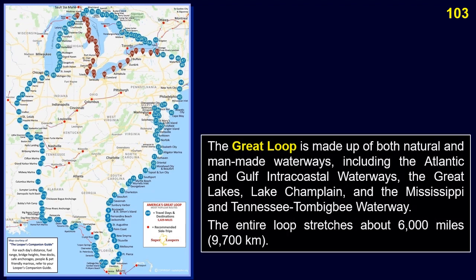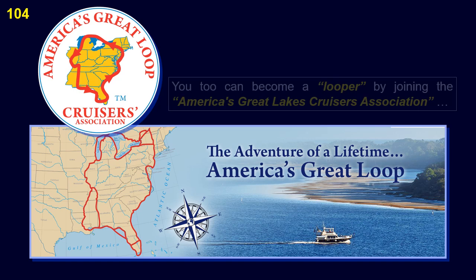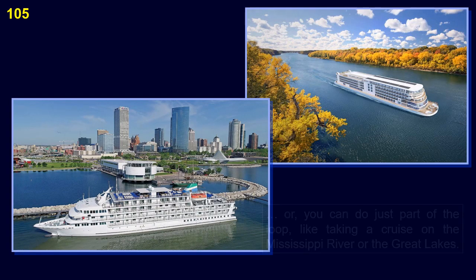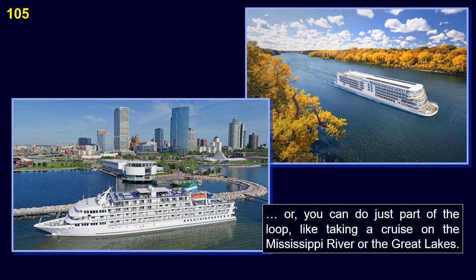The Great Loop is made up of both natural and man-made waterways, including the Atlantic and Gulf intracoastal waterways, the Great Lakes, Lake Champlain, and the Mississippi and Tennessee-Tombigbee Waterway. The entire loop stretches about 6,000 miles, 9,700 kilometers. You too can become a looper by joining the America's Great Loop Cruisers Association. Or, you can do just part of the loop, like taking a cruise on the Mississippi River or the Great Lakes.